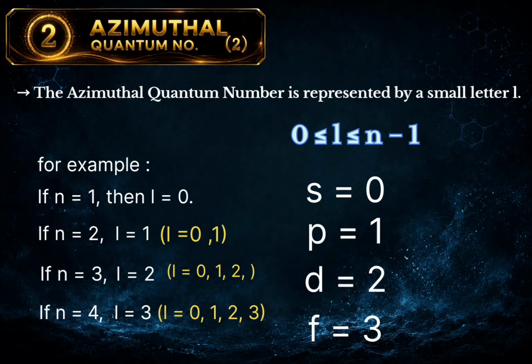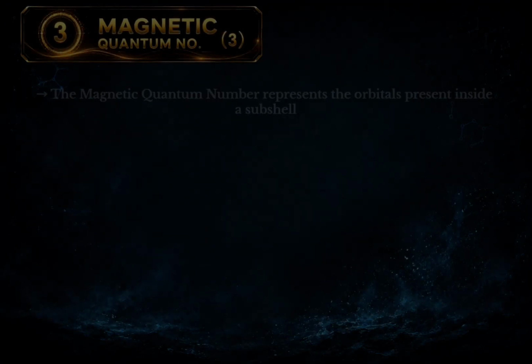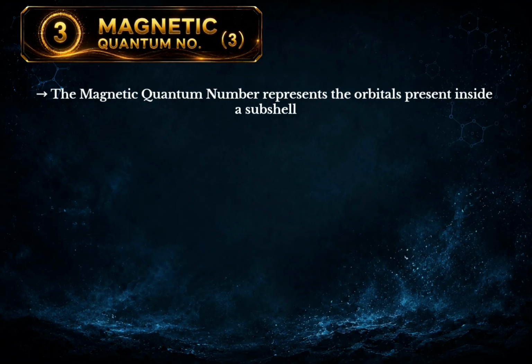We learned that shells contain subshells. Now it's time to go one level deeper. Inside every subshell there are orbitals, and those orbitals are represented by the magnetic quantum number. Let's understand that next. The magnetic quantum number represents the orbitals present inside a subshell. So far, we've learned which subshells are present inside a shell using the Azimuthal quantum number. Now, we'll learn which orbitals are present inside those subshells using the magnetic quantum number.